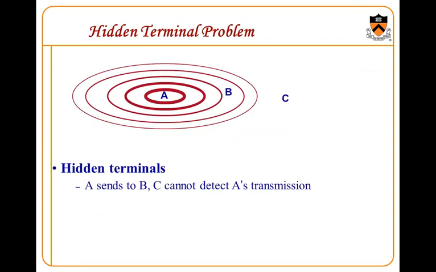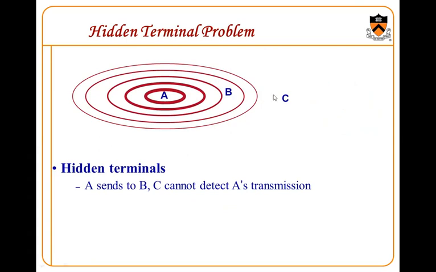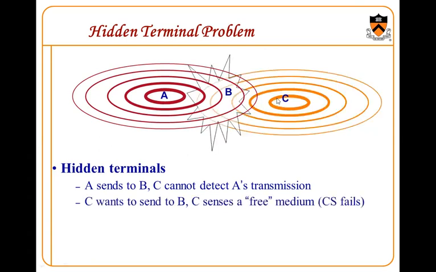So here you can see that node A is going to do the transmission. A sends information to B, and C can't detect A's transmission. Meanwhile, when C wants to transfer data to B, it senses the medium, and look at this, the medium around here is free. So when it sends its information, there is a collision at node B.